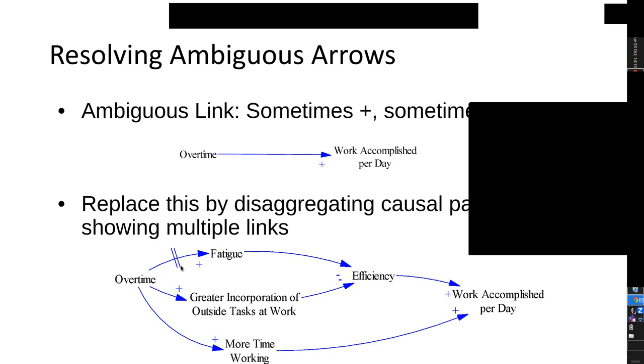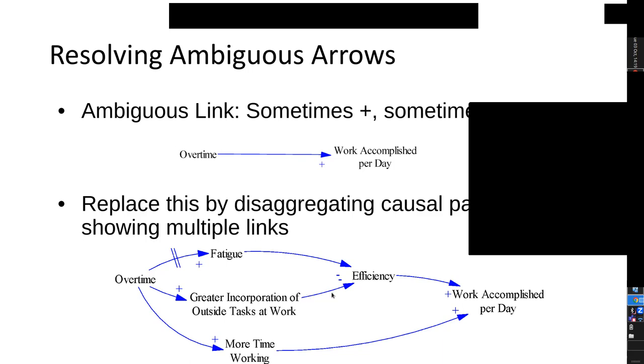So that double parallel line indicates a delay. Thank you, Wade. We'll come back to that in a second. But let's talk about these two links. What this minus link is saying is, if fatigue goes up, efficiency will do what compared to the value it otherwise would have had, all other things being equal? What is this minus indicating? Fatigue goes up, then efficiency will go up or down. Yes, compared to the value it otherwise would have had, all other things being equal.